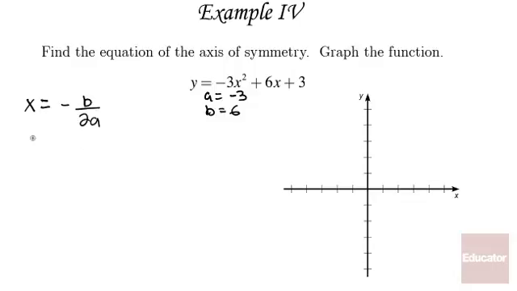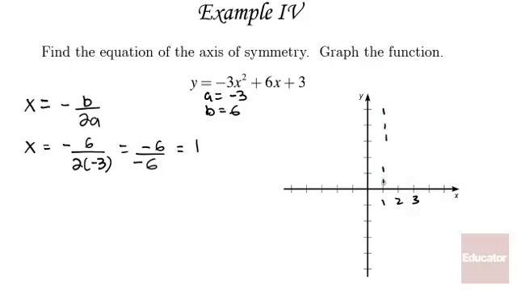So I go ahead and substitute in those values. X equals negative 6 over 2 times negative 3. That's going to give you negative 6 over negative 6. This equals 1. So the vertical line at x equals 1 is going to be the axis of symmetry. Now I need to graph this.